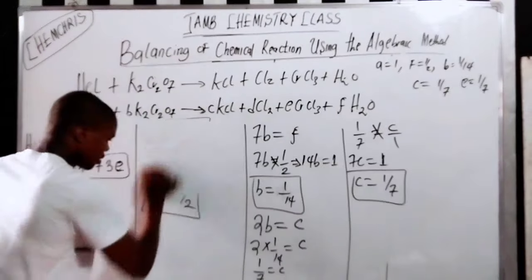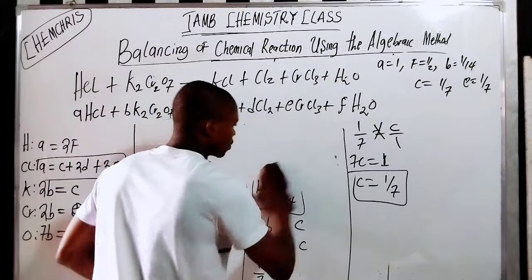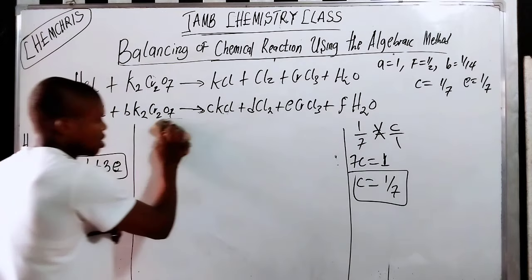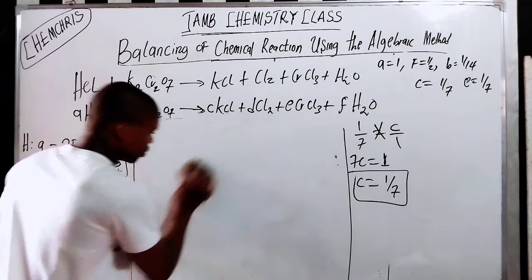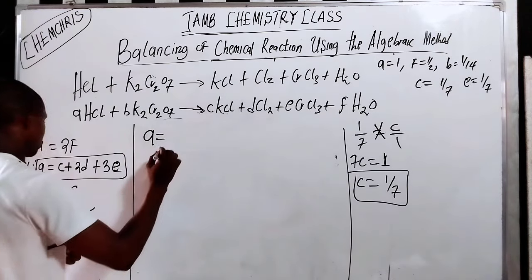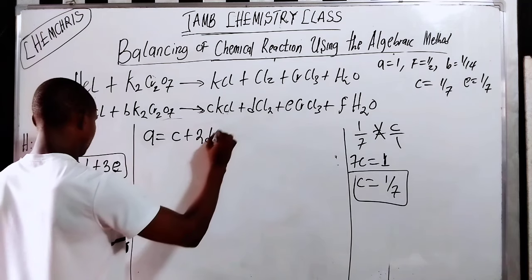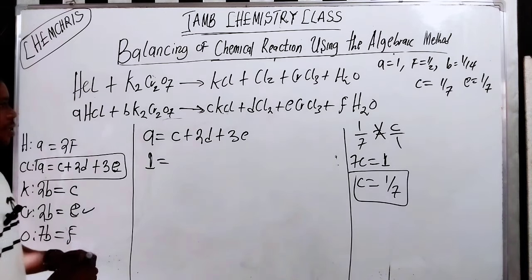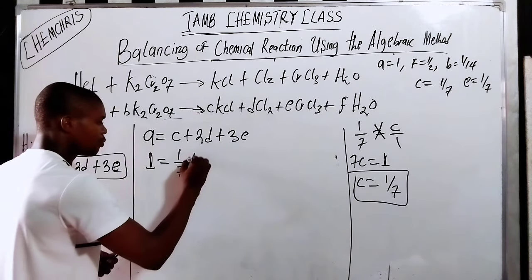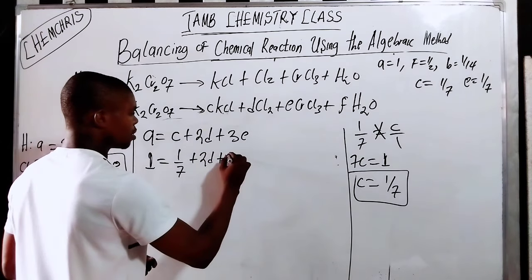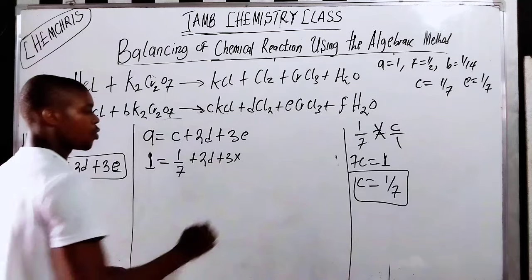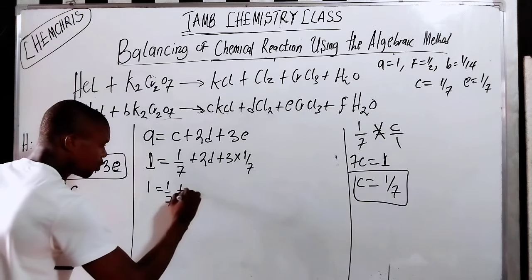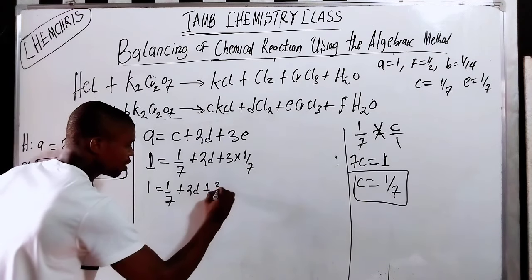So I'll wipe this place out. You're going to have A equals C plus 2D plus 3E, right? Now what is my A? My A is 1. My C is 1 over 7, plus 2D, which I'm looking for, plus 3 times my E, which is 1 over 7. So 1 equals 1 over 7 plus 2D plus 3 over 7.